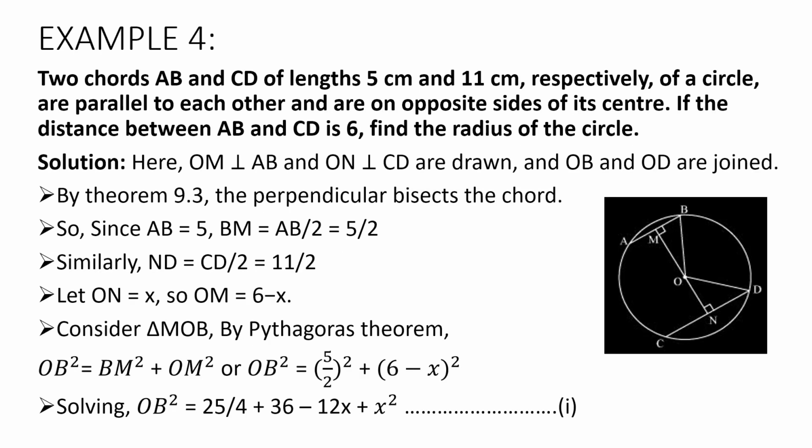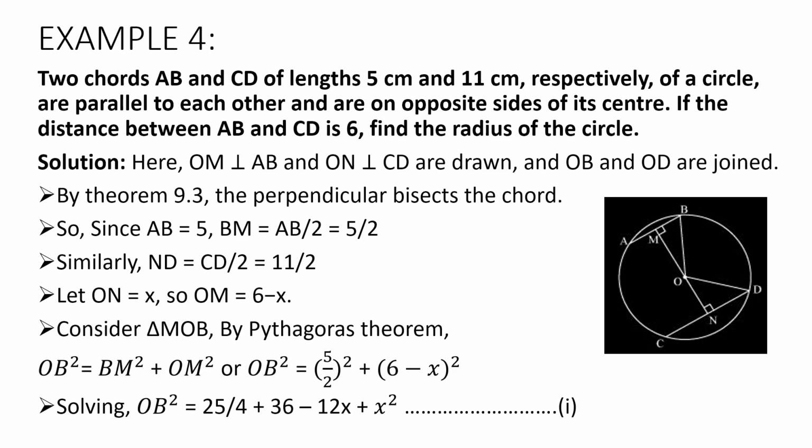Next important example. Two chords AB and CD of lengths 5 cm and 11 cm respectively of a circle are parallel to each other and are on opposite sides of its center. If the distance between AB and CD is 6 cm, find the radius of the circle. So first of all, let us draw the diagram, and remember we are using all the results we have seen before. So over here you have a circle with two chords AB and CD of lengths 5 and 11.